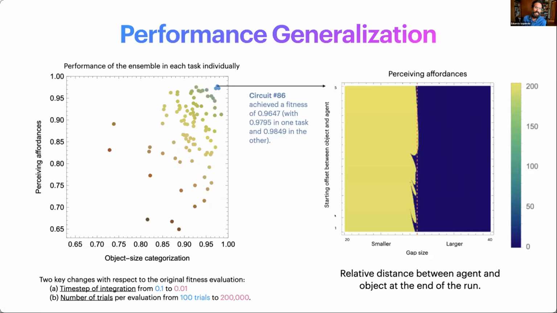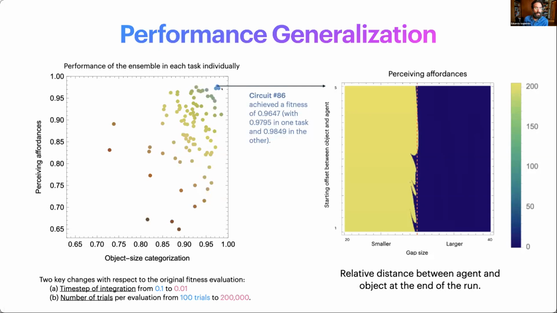And this looks something like this, where, for example, for one of the tasks, we have gaps that are small and gaps that are large. Or, for example, the starting difference between the gap and the agent, all of that is being varied. And then here in the color region, we have the final distance between the agent and the object. So the solid colors on two sides mean that the larger ones were passed through, so the distance is 0, and the ones that were smaller gaps were avoided. That's just an example of one circuit for one of the tasks, not even the two.